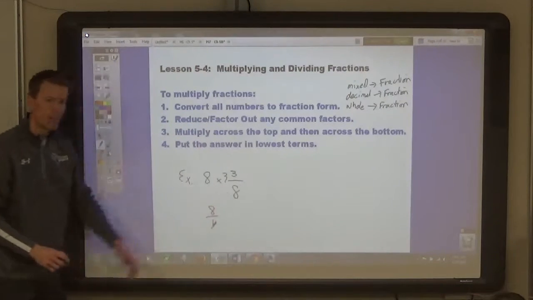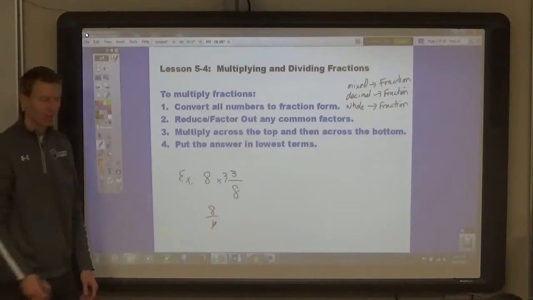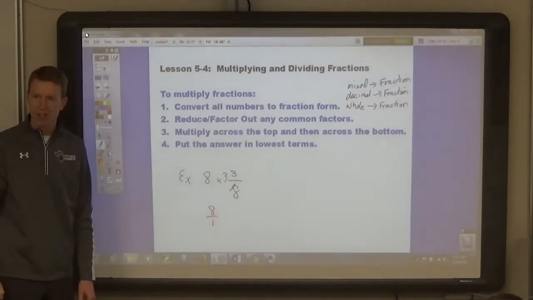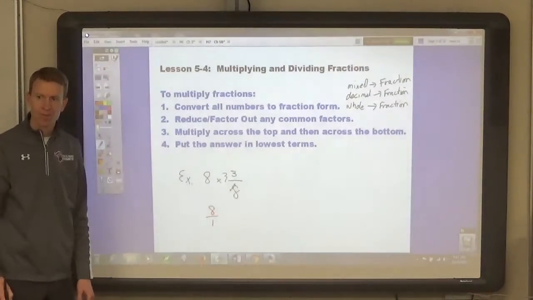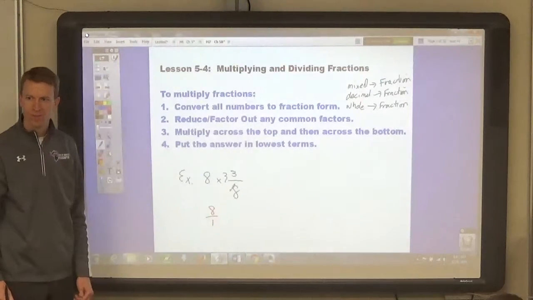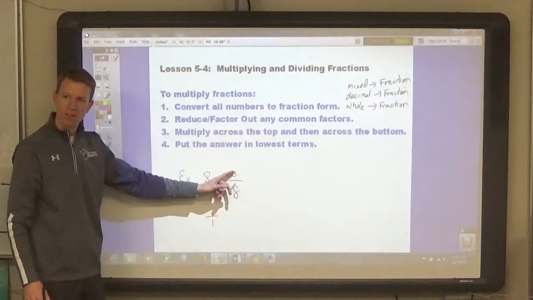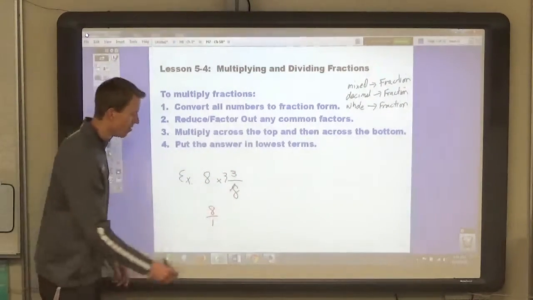How do you write a mixed number as a fraction? Yep, the whole number times the denominator. And then what? Add the top number to the bottom. Yeah, add the bottom number to the top.